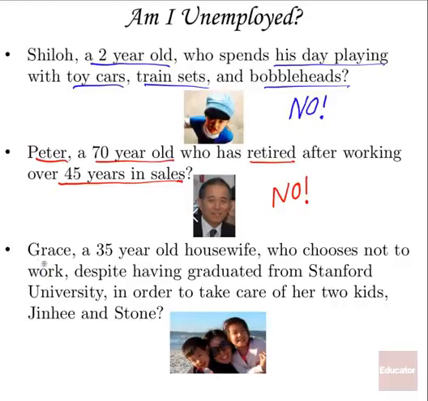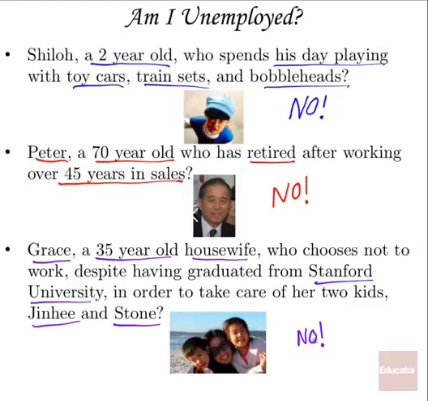And let's take a look at the final example, Grace, a 35-year-old housewife who chooses not to work despite having graduated from Stanford University in order to take care of her 2 kids, Jinhee and Stone. Is Grace unemployed? The answer, once again, is no. Grace may decide to enter the workforce later on, maybe when both Jinhee and Stone are old enough. But for all intents and purposes, she's just not part of the labor force. She's happily deciding not to work, so she's not unemployed. So technically, none of these three individuals have jobs, and yet they're not unemployed.